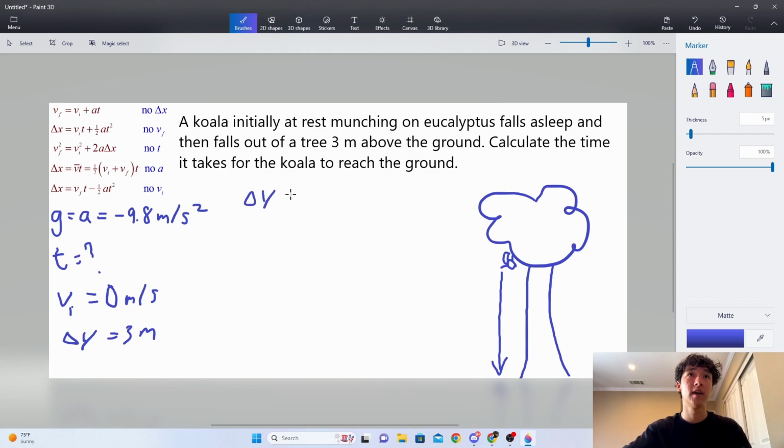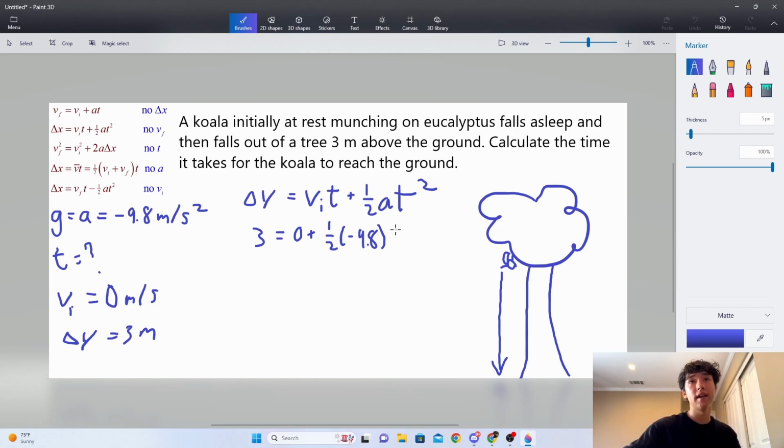So change in y is equal to v_i times t plus 1/2 a t squared. So change in y is equal to 3, which is equal to 0 times time. 0 times anything is just 0, plus 1/2 times negative 9.8, and we don't know t, so it's t squared.